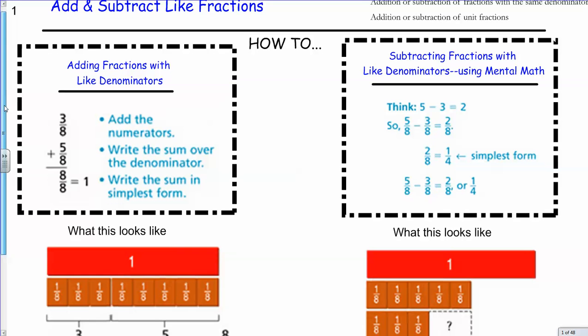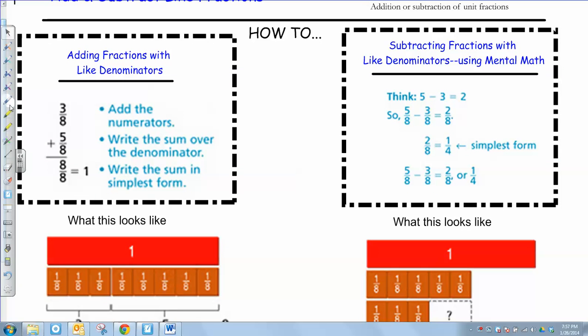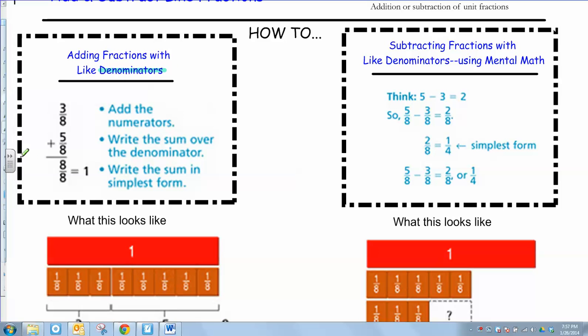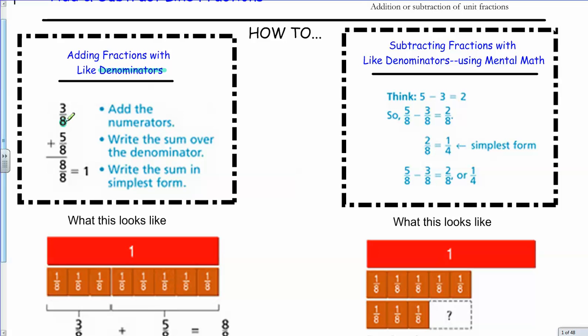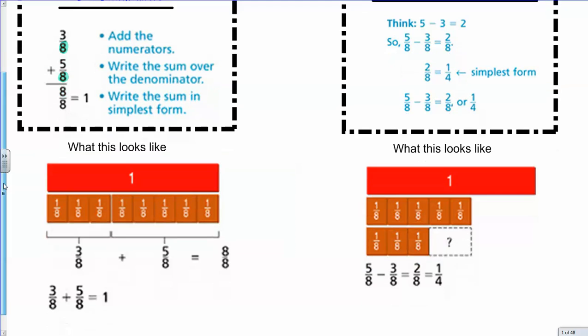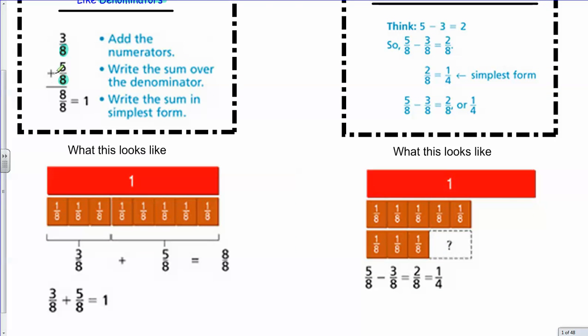So what does a like fraction mean? A like fraction means that I have the same denominator. So remember, when we're talking about fractions, our denominator is our bottom number. So when I see that my bottom number is the same, so 3/8 and 5/8, 8 is my denominator, I get to just do this like a normal addition problem.